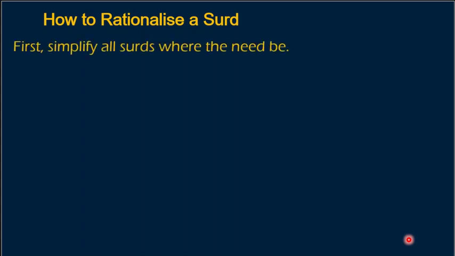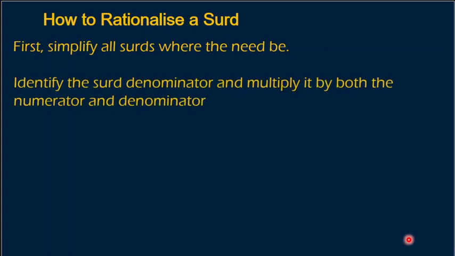Alright, how do we rationalize then? How do we do it, knowing why it is important? Well, first of all, we have to simplify all surds where need be. So if you are given an expression where there is a need to simplify the expression given, then we have to do so before even rationalizing. Then, after simplifying, we identify the surd denominator and multiply it by both the numerator and the denominator.